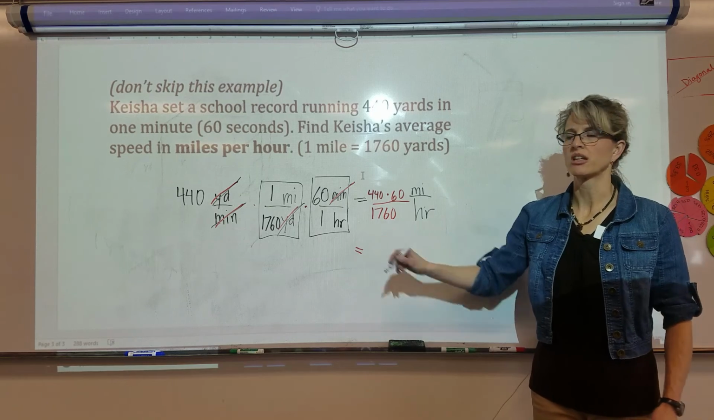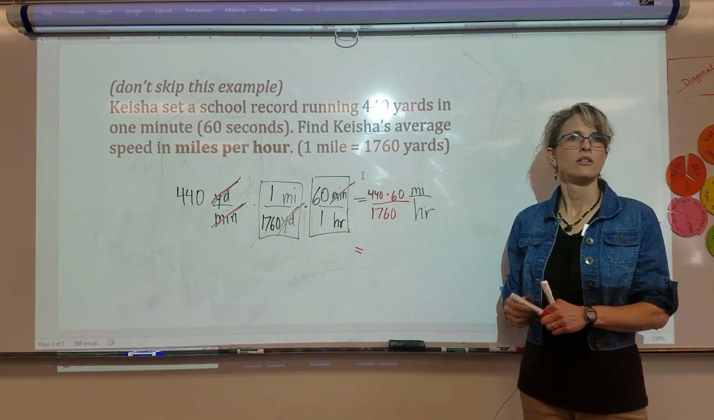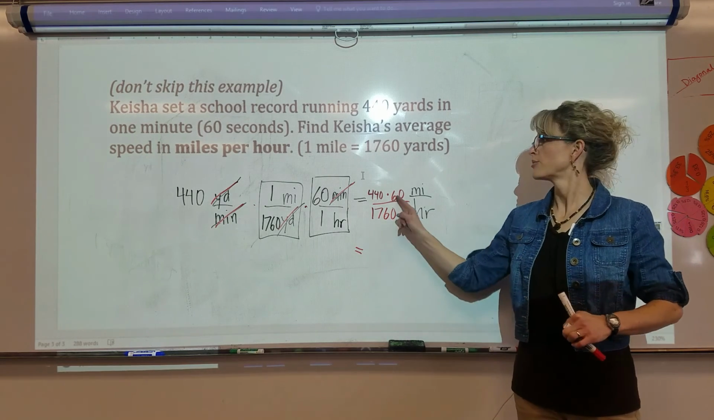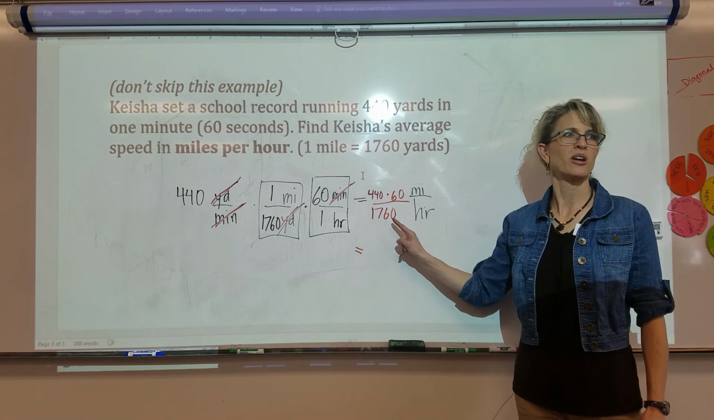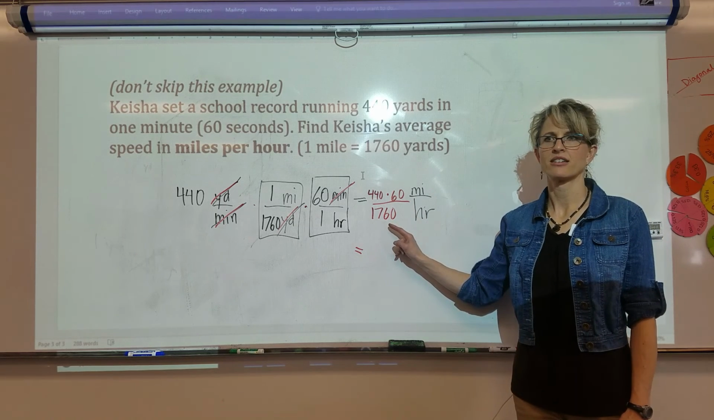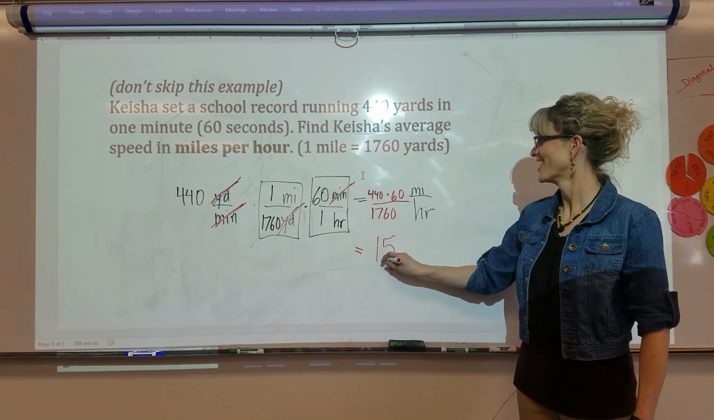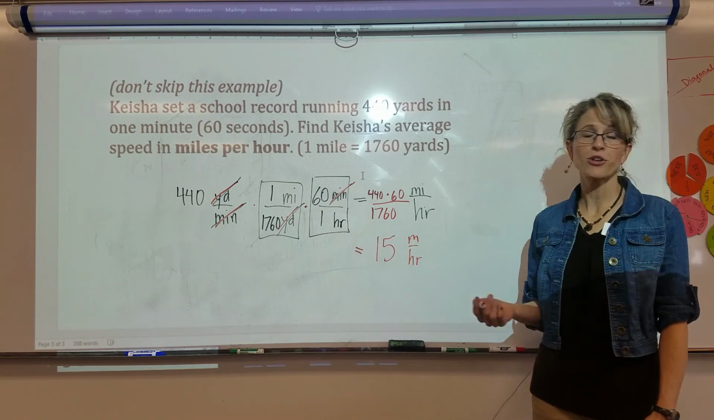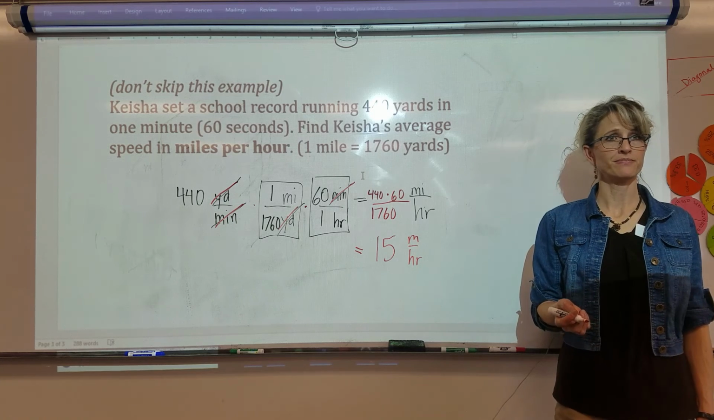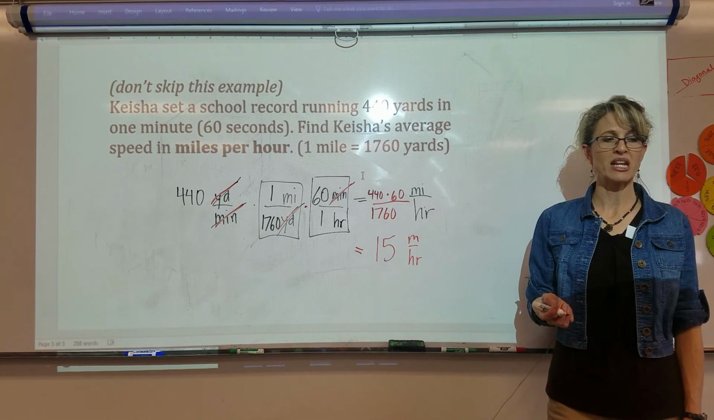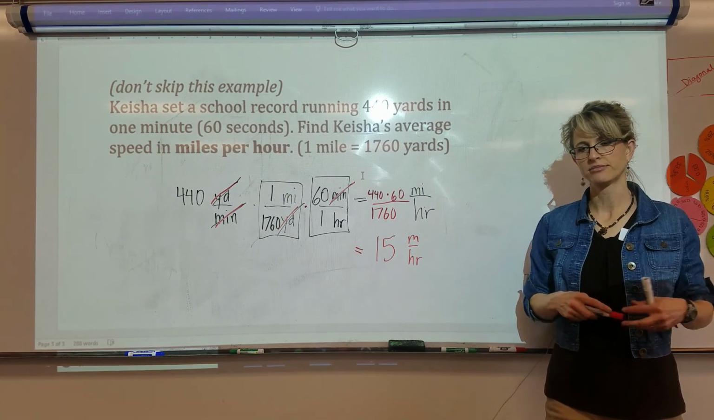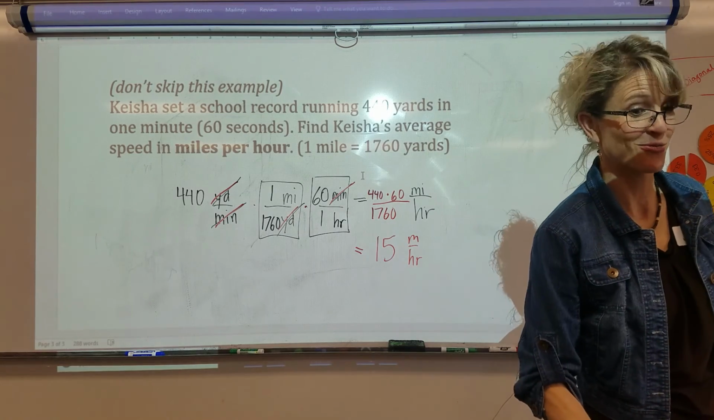So who's got this typed in? Ready to go? I don't want to do that on the board. Okay. Let's see. Okay, I got it. It's 15. Is that reasonable for a runner to run 15 miles per hour? That's fast. Is that a 4-minute mile? That's really fast. It's pretty fast. It's a really fast sprint.